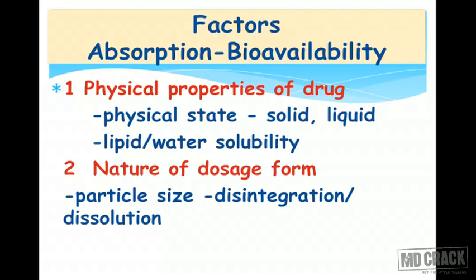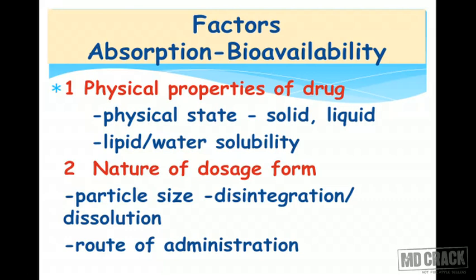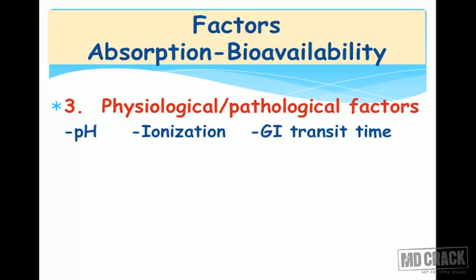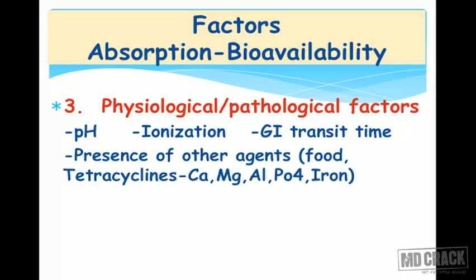So particle size, disintegration time, the dissolution time, and of course the route of administration by which you are going to give the drug. And third is the patient, the person who is going to receive the drug. So we call it either physiological factors or pathological factors which are present in the human being. This will include what's the pH of the medium, what's the state of ionization of this particular drug in this medium, the gastrointestinal transit time.